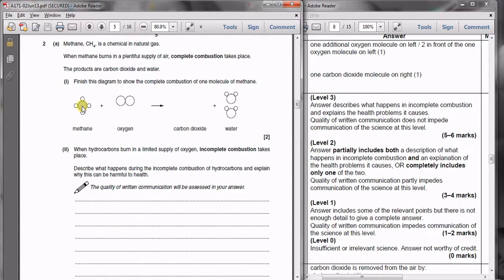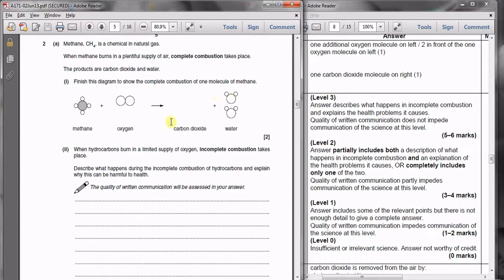So the grey circle in the centre is representing carbon and the 4 small white circles are representing hydrogens. Within the oxygen here, you've got 2 oxygen atoms, both represented by a large white circle. The carbon dioxide is missing, so you've obviously got to fill that gap, and the water is represented H2O, so 2 hydrogens and 1 oxygen.